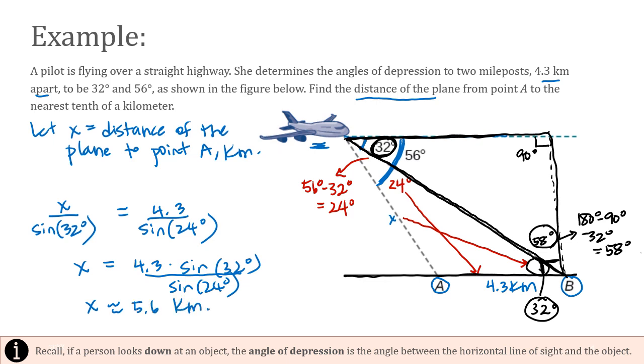And now I'm going to write a final sentence to answer the question. The distance of the plane from point A is 5.6 kilometers, and I think I've solved it.